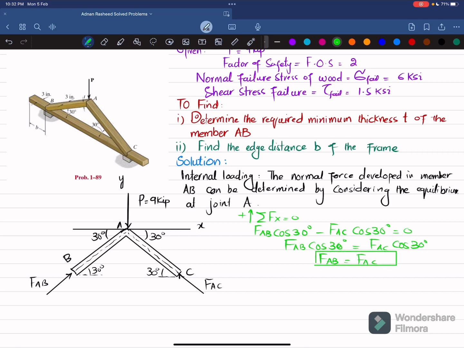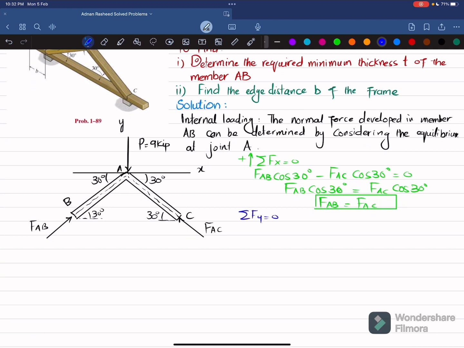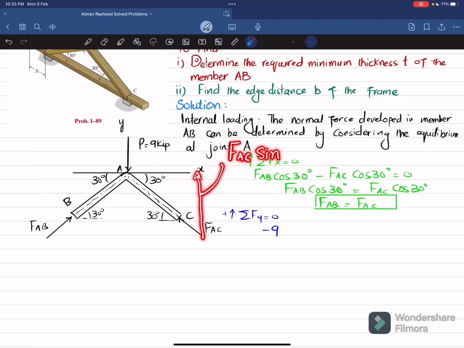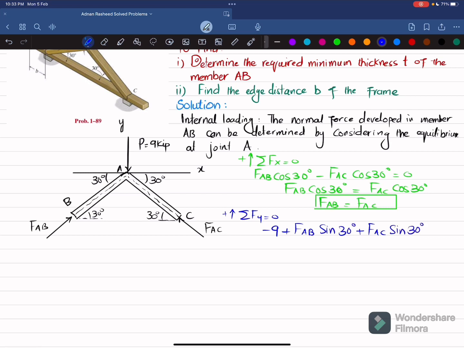Okay, now we'll apply another equation of equilibrium, that is the sum of all forces along the y direction must be equal to 0, with upward force taken as positive. You can see one force which is downward is minus 9, so I will write minus 9. The vertical component of this force, FAB sine 30 degrees, is upward, and similarly FAC sine 30 degrees is also upward. Their sum must be equal to 0. So plus FAB sine 30 degrees plus FAC sine 30 degrees minus 9 is equal to 0. Now, since FAC is equal to FAB, I will replace FAC with FAB. So 2 times FAB sine 30 degrees is equal to 9.